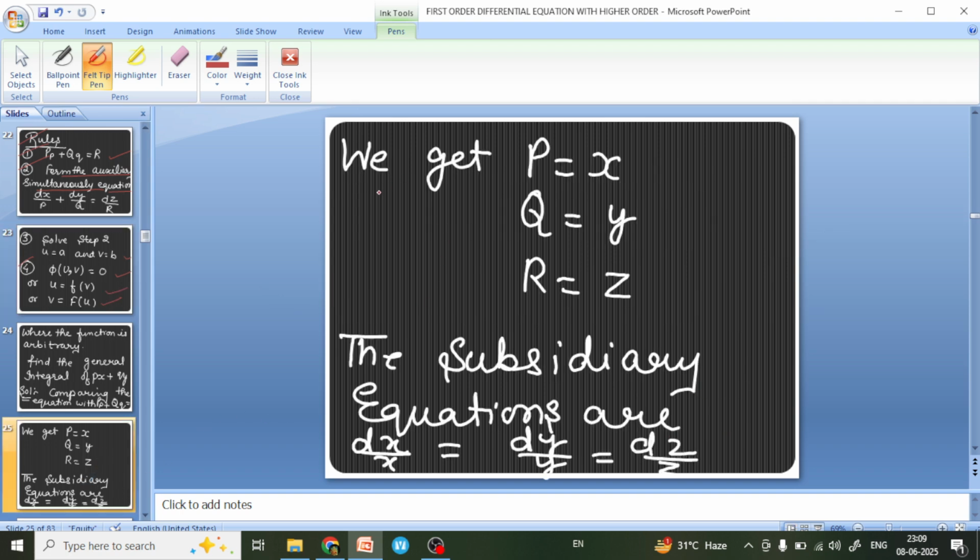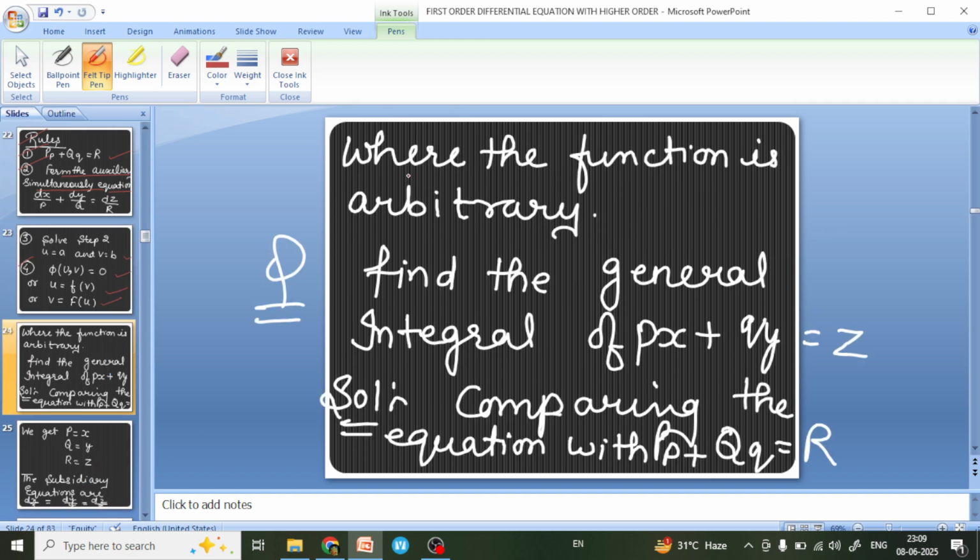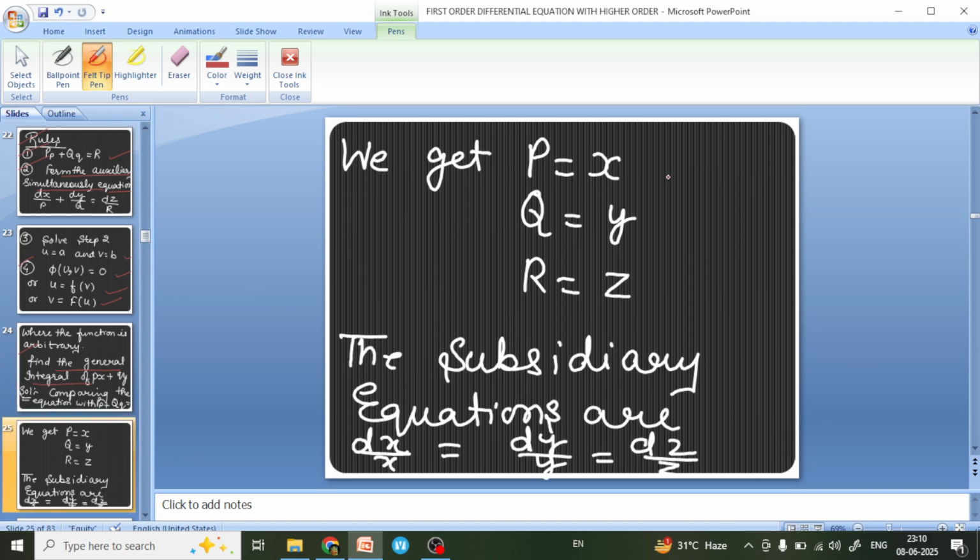After that, we will take one question: find the general integral of px plus qy is equal to z. Comparing the equation with capital P small p plus capital Q small q is equal to capital R, here we take capital P is equal to x, capital Q is equal to y, and capital R is equal to z.